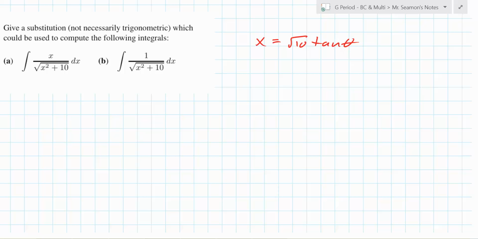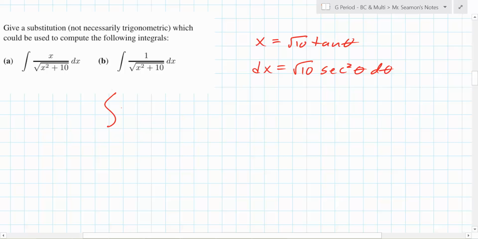Okay. So if you do this, what does dx equal? Square root of 10 times what? Derivative of tangent is what? Secant squared theta d theta. Correct? We good? So if you do this, the question is why. You want to know why. Why does this work?